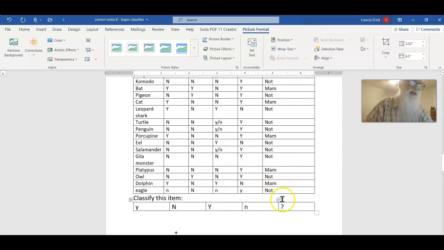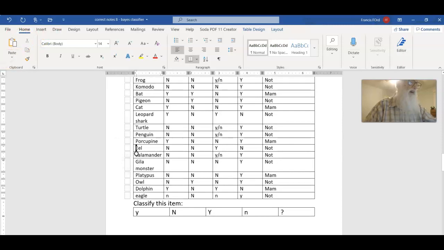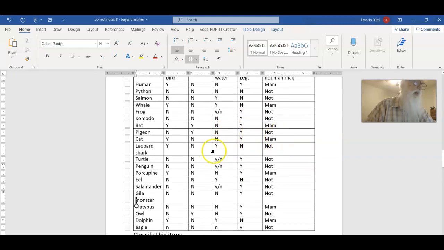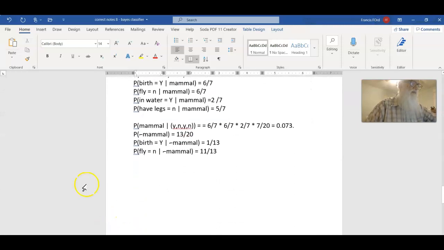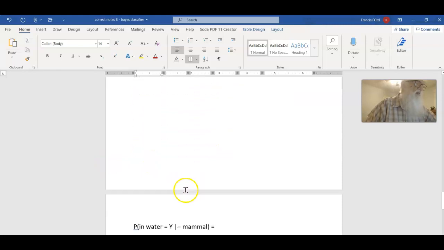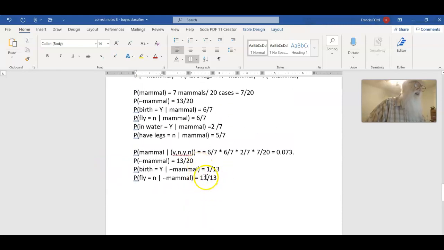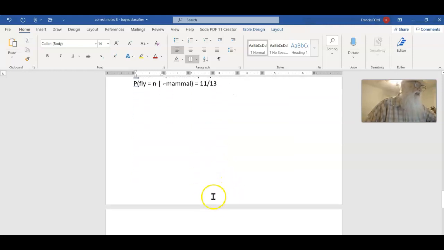So let's try it again. Not mammal, and I want a Y. So far, none. Not mammal, I'll take the Y. Not mammal, I'll take the Y. That's 2 so far. I'll take the Y's from here, 3 and 4. I'll take the Y from there, that's 5, 6, 7. So it's 7 13ths. How did I lose? I guess I did. It's this one next.